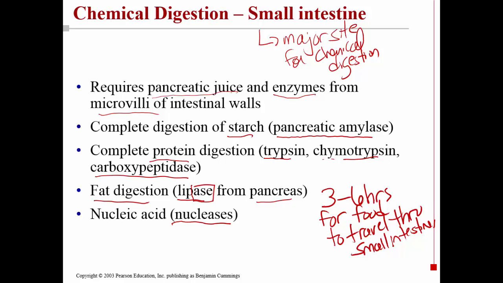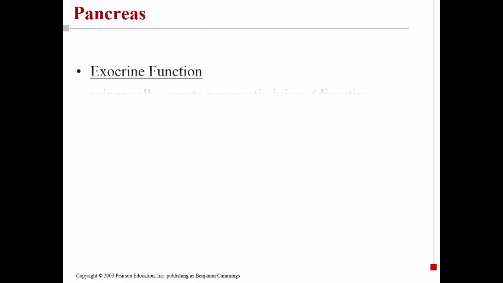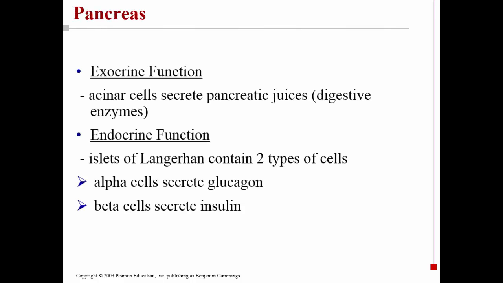Okay, so since the pancreas is a source of a lot of these enzymes, it's probably worth taking another look at the pancreas. And remember, we looked at the pancreas in the endocrine system. But let's look again. Remember, the pancreas is both an exocrine and an endocrine gland. Exocrine glands, remember, have ducts. The pancreas releases its pancreatic juices, or all of these digestive enzymes, through these ducts. And the cells that produce it are called the acinar cells.